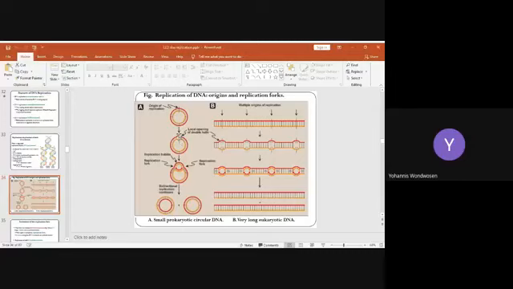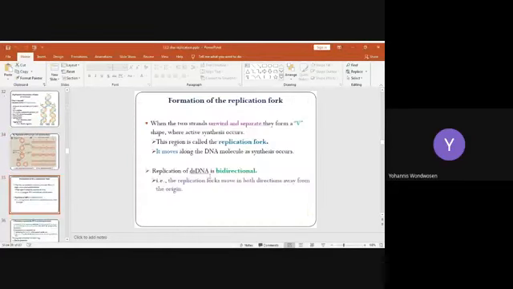replication fork or replication bubble, that means they might have one origin of replication. However, when you come to the eukaryotic cells, there are a lot of replication bubbles and replication centers. The replication center is a place where the replication starts, where unwinding begins. So this is the difference. When you see the formation of the replication fork, when the two strands unwind and separate they form a V shape, no? And in one replication bubble there are two replication forks, no?